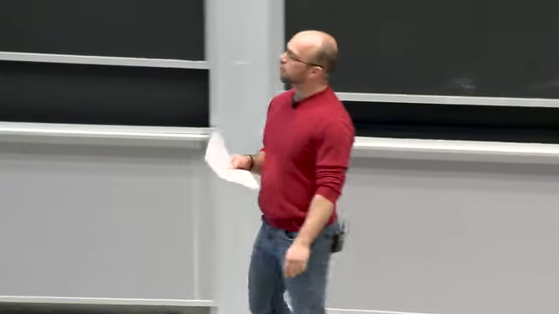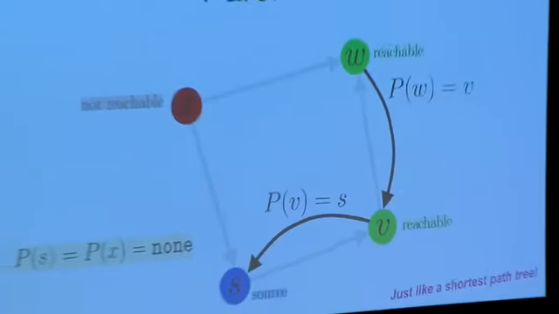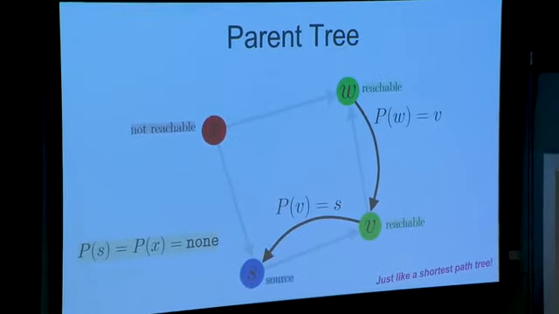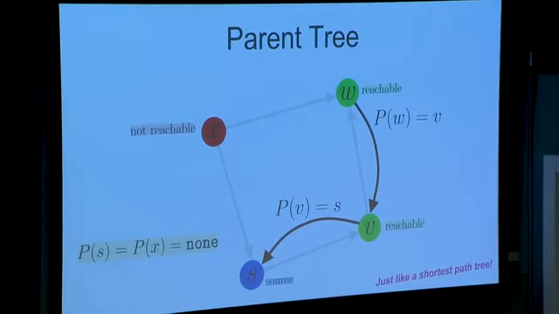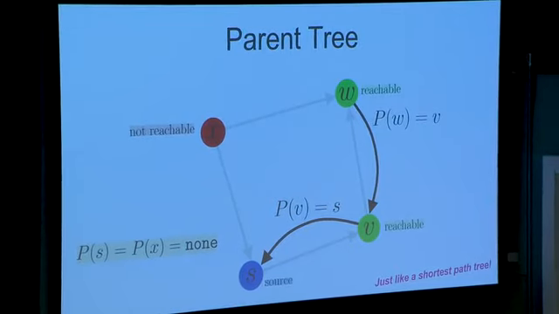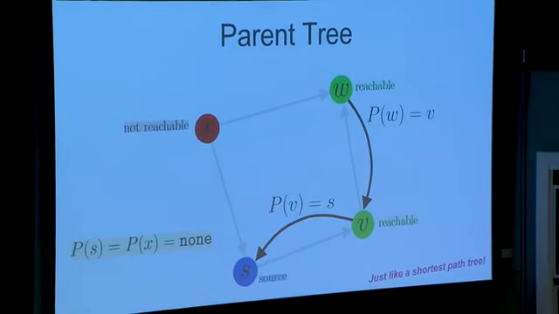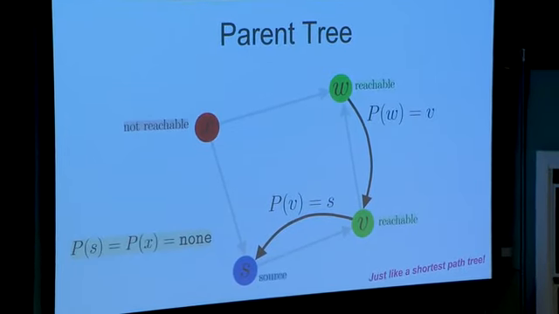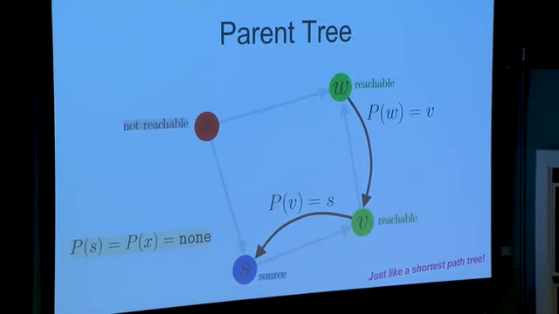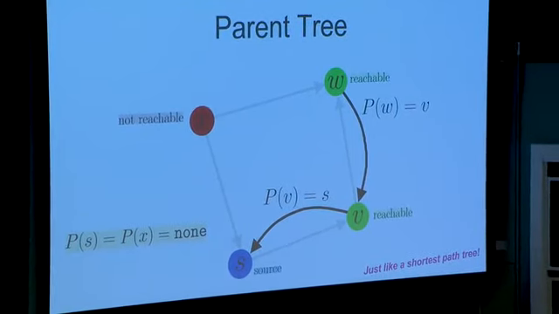There's a slight difference between the parent tree that I've defined here and the shortest path tree, which I defined last time, which is I'm not going to require that the path I get when I backtrack along my tree P is the shortest path. It's just a path, because for the reachability problem, I actually don't care. I could have a weird, circuitous, crazy long path, and it still tells me that a node is reachable.